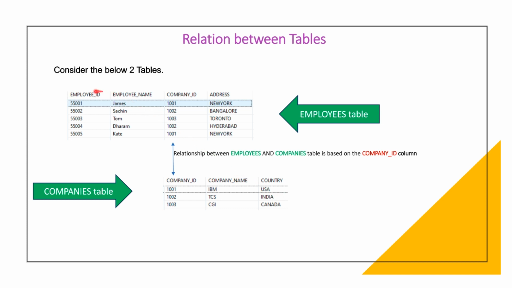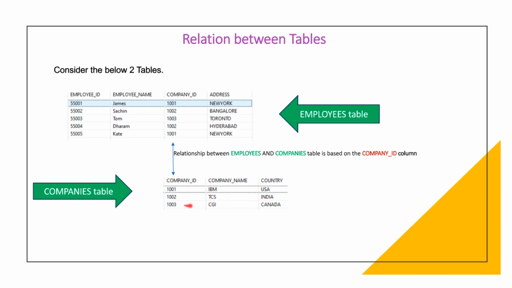If you go to this employees table, for this employee James, it contains details like employee ID, the company ID where he's working, and the address. But it shows only the company ID here. There are not many details about the company. For that, we can refer to the other table. So you can check the companies table. It gives the details about the companies.